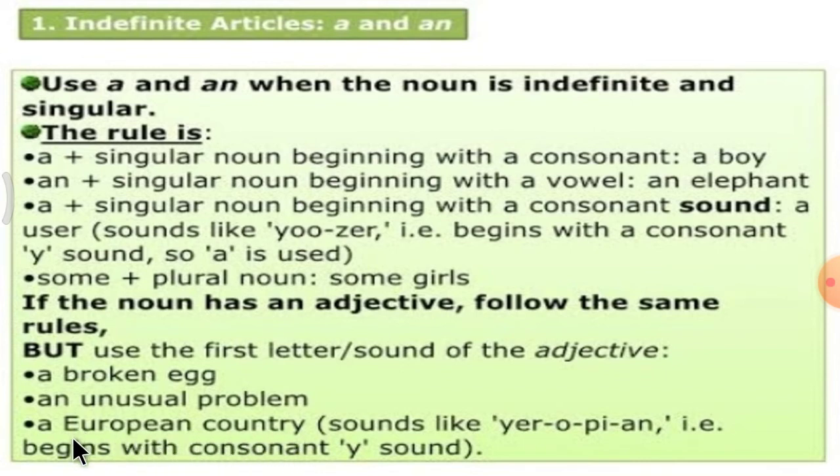Now again you might have a question: this spelling starts with a vowel, so why has the teacher put "a"? But let's see the explanation. "European" has a spelling that starts with E, but the sound starts with Y. We are not saying "E-European," we are saying "European." So it starts with Y. So when the pronunciation starts with a consonant sound, we will put article "a."